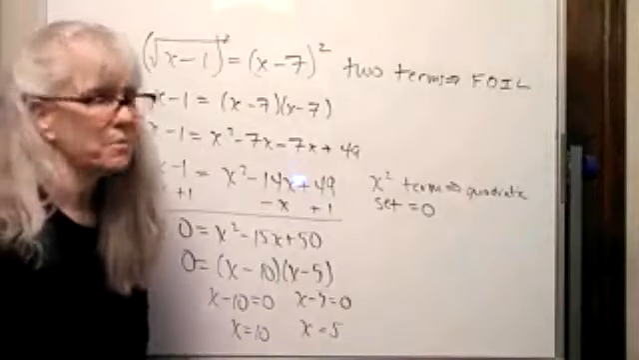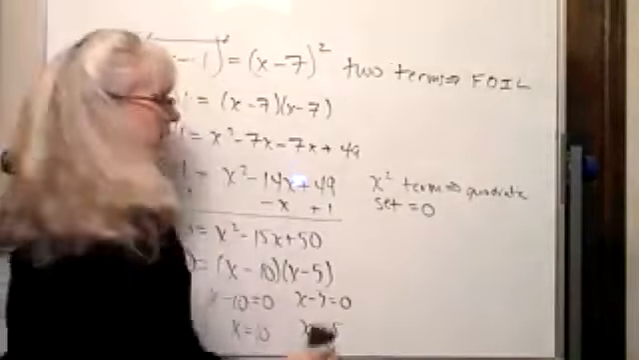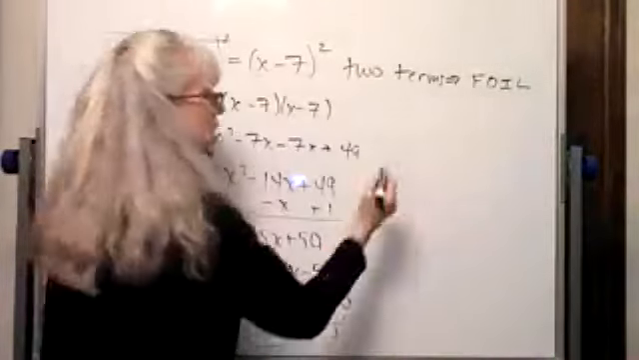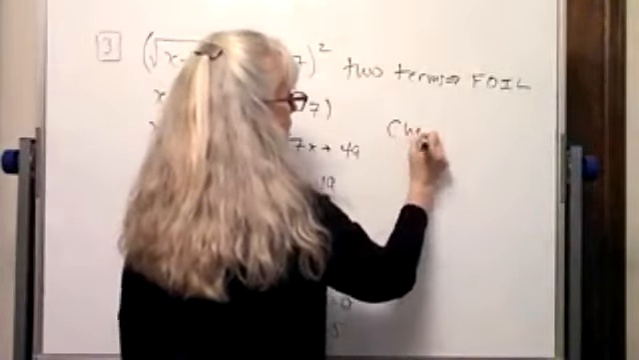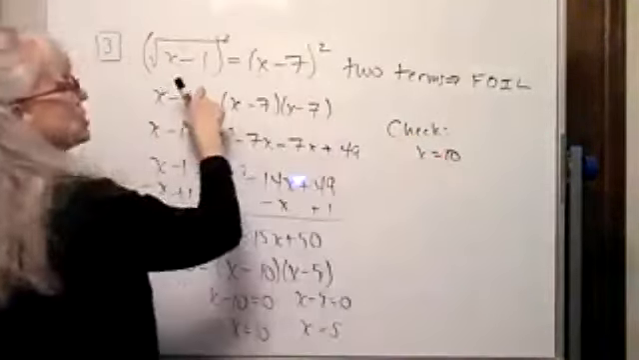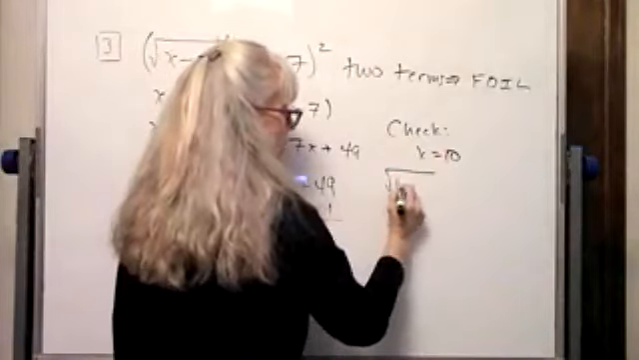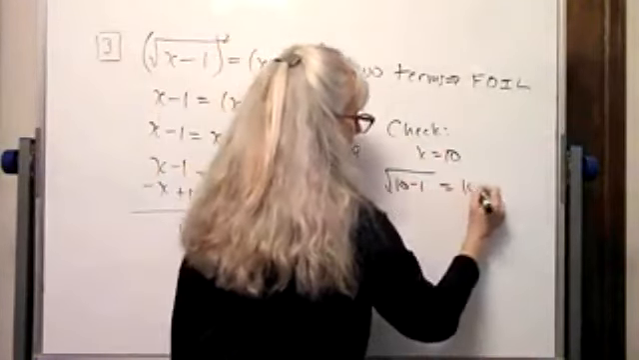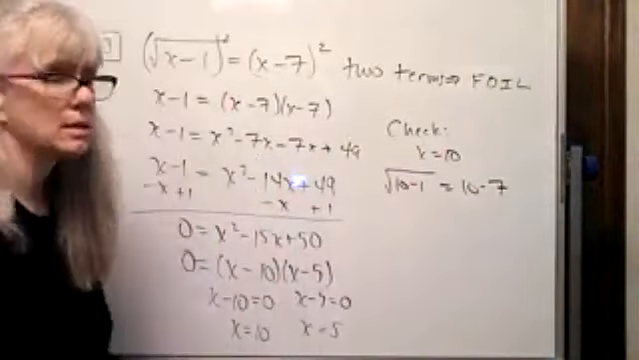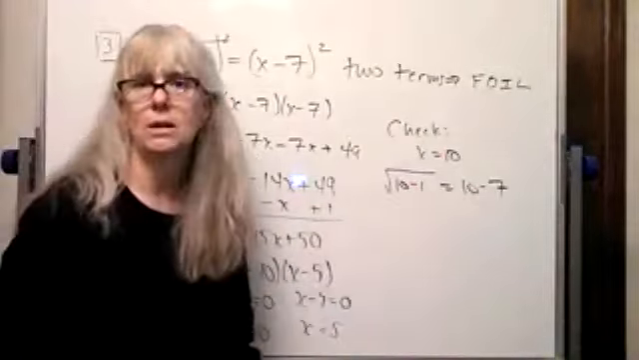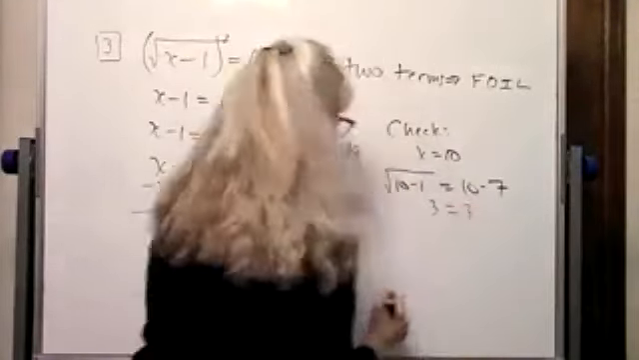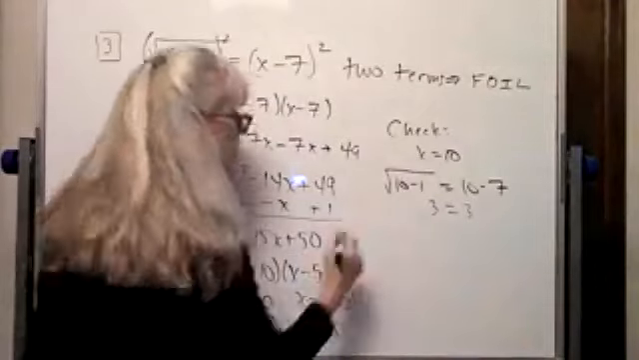But we need to check them. This is where my small whiteboard works against us. I start to run out of room. So let's check the x equal to 10. Here's our check. We'll go back to the original equation. Does the square root of 10 minus 1 equal 10 minus 7? So I'm replacing both of the x's with the 10 that we think is a solution. Well, 10 minus 1 is 9, square root of 9 is 3. And 10 minus 7 is 3. So the 10 is a solution, it works, it's good.